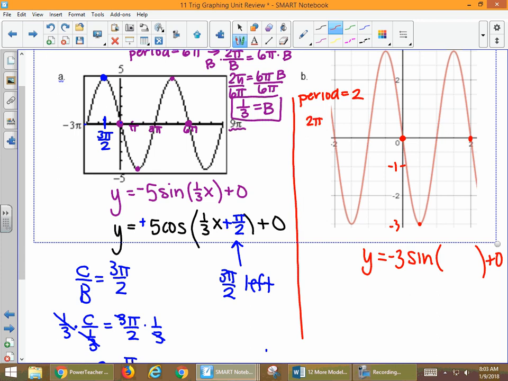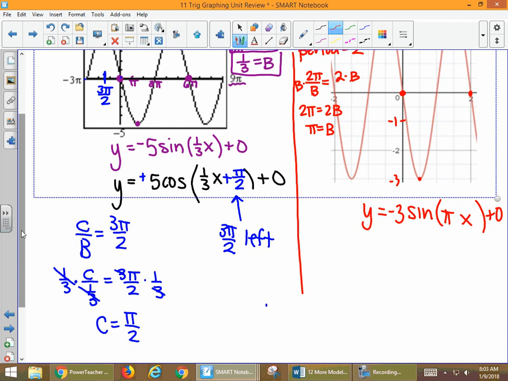2 pi divided by b, which is what we're finding. Remember, b is the little letter in front of x. 2 pi divided by b equals 2. Multiply both sides by b. So 2 pi equals 2b. Of course, then b equals pi. So there's your sine equation.